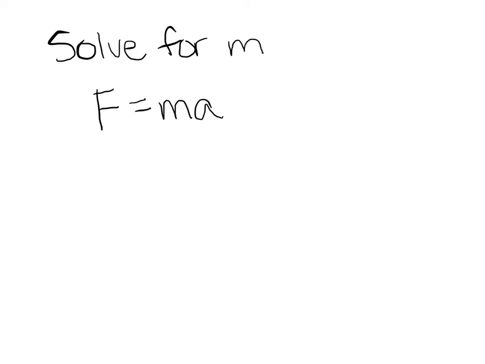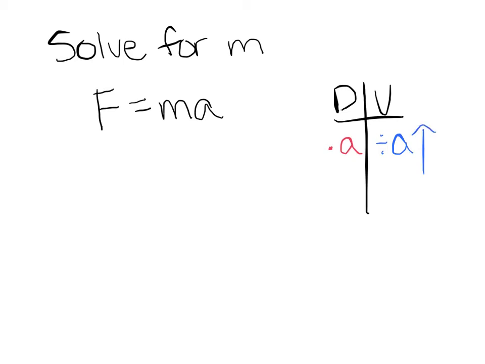So if we start out again with our do and undo chart, we want to isolate m, so we want to think, what was done to m? It looks like the first thing that was done to m was it got multiplied by a. Now, nothing else was done to m, so that's it. We're ready to do our undo. Undoing multiplying by a would be dividing by a, and that's our only step in our undo column, so that's all we have to do to solve for m.